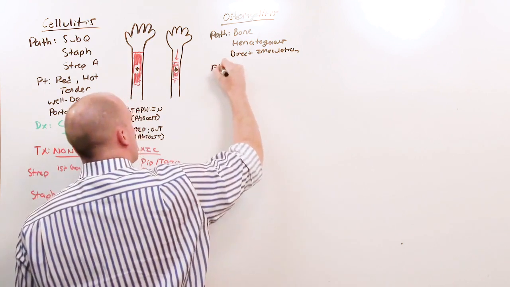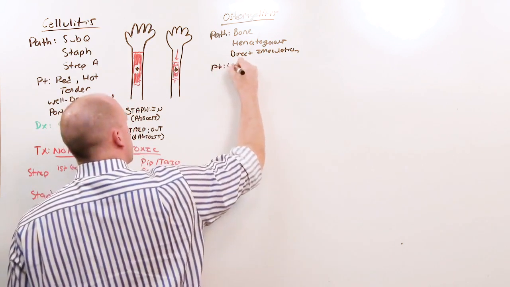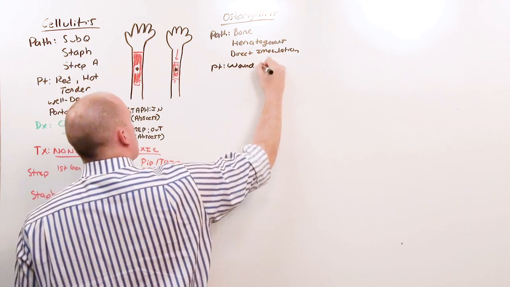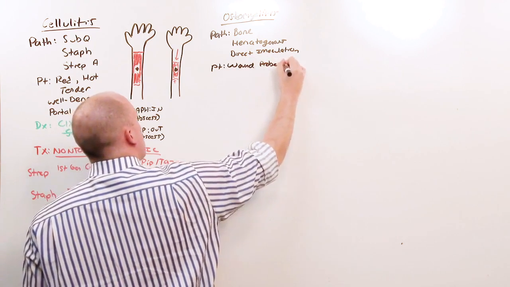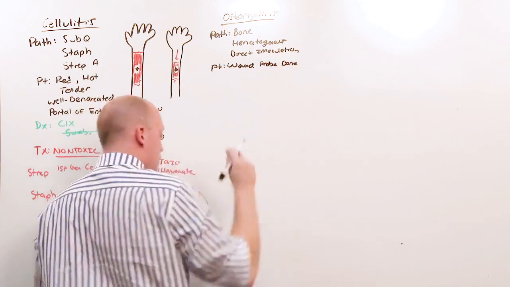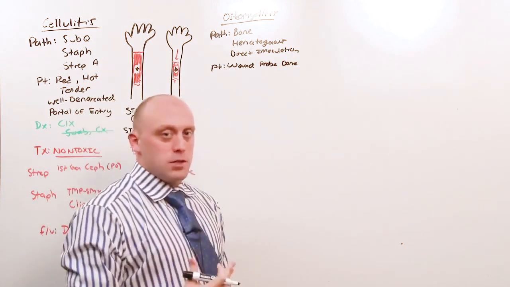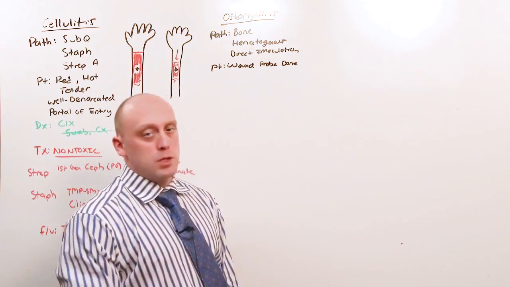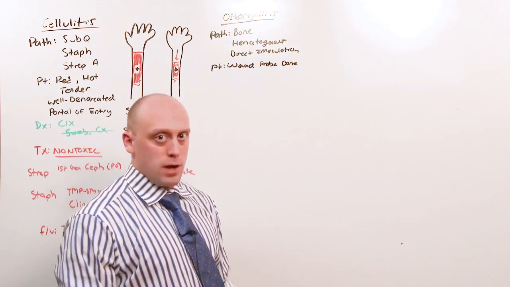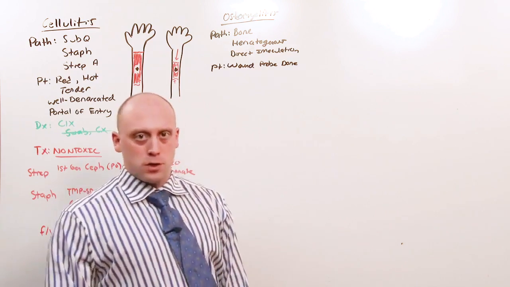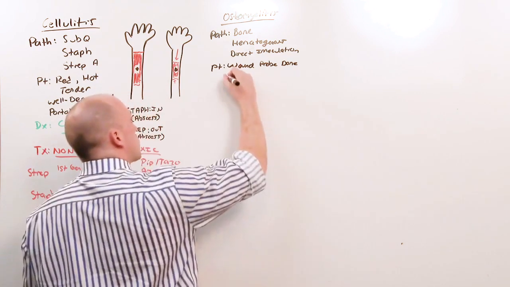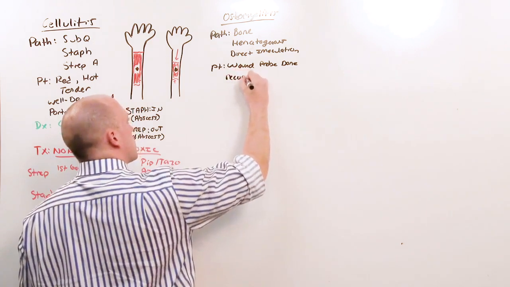The patient you suspect osteo in is going to be someone with a wound where you can probe bone. You literally put a stick or a piece of metal in. If you can touch the bone, they have osteo, because that bone has been exposed to the outside world; skin integrity broke down. The other person you should consider this in is someone who has recurrent or refractory cellulitis.